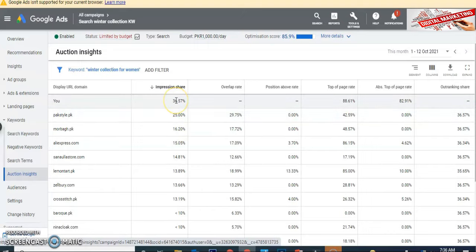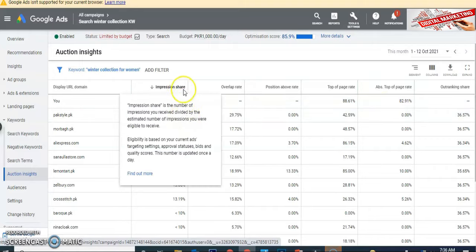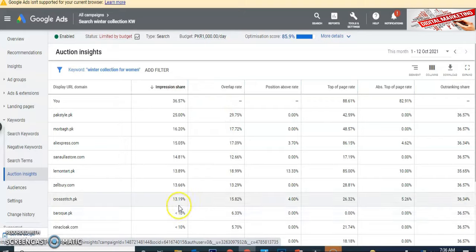Still I am ranking, and 82% of the time my ad is appearing at top of the page, and my impression share is 36.57%, and there is no other competitor who is beating me at this position on this keyword as well. So based on these auction insights, I will optimize my ad as compared to my competitor ad.